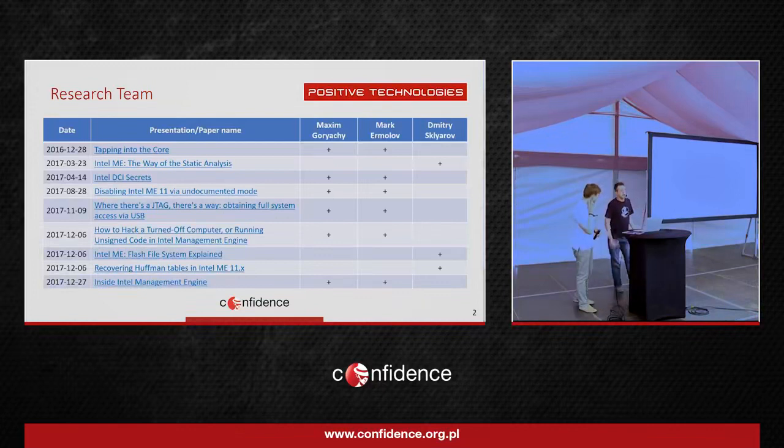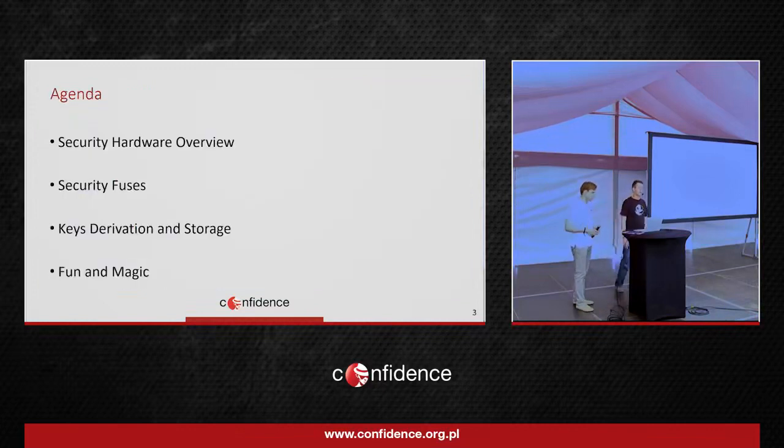We will talk about some hardware features related to security that are available within Intel Management Engine. We will talk about a very important part of the security mechanism called security fuses. And we will discuss how Intel engineers make decisions about calculating keys that are required for operating Management Engine, and some things that we consider to be kind of magical, which made some fun for us.